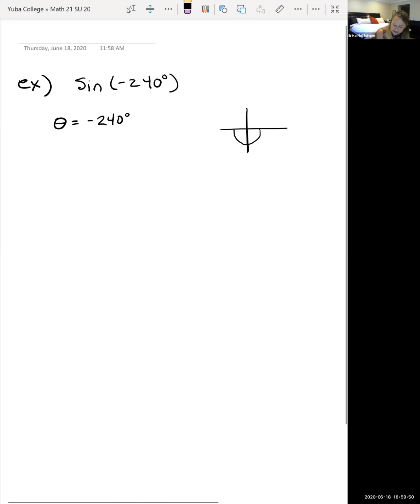So this is 90, 180. From there, I think to myself, what do I have to add to 180 to get up to 240, which is 60, which also helps me figure out what my reference angle is. So right here, this is negative 240 degrees. Now we want to find our reference angle, theta sub r. So we're trying to find this angle that is right in here. It's always positive. And so we went from 180 to 240, that was 60 degrees.